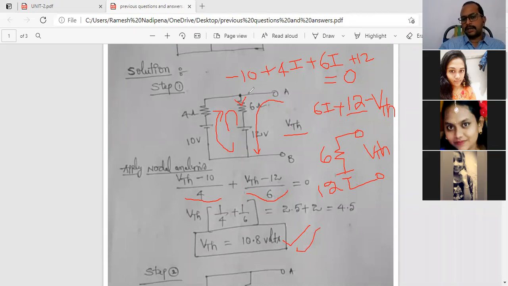But here, the best method is nodal analysis. Single step. 10.8 volts. So please note down, my friends, please copy the solution. Next, step number 2 is replace the independent sources with their internal resistances. If any voltage source is there, short it, and calculate RTH, the equivalent resistance across AB terminals.